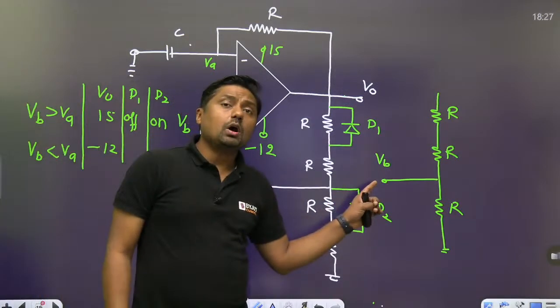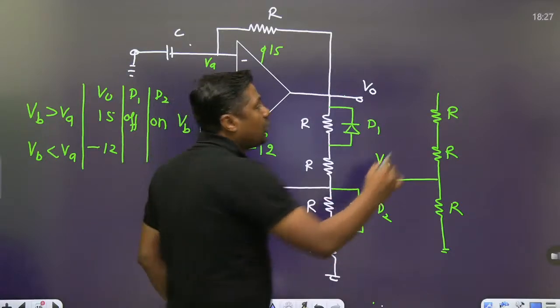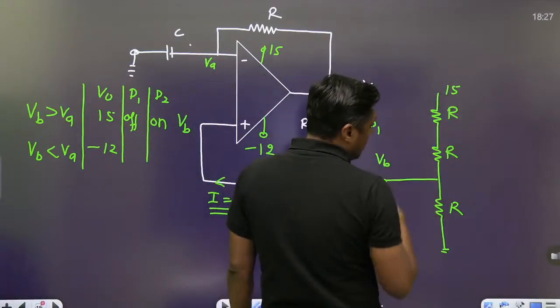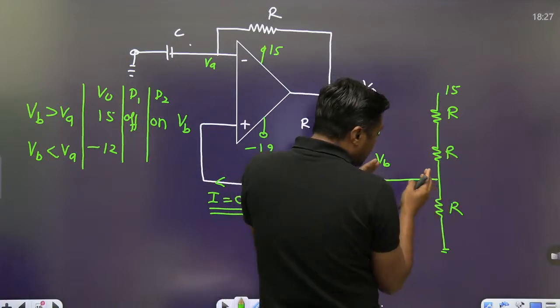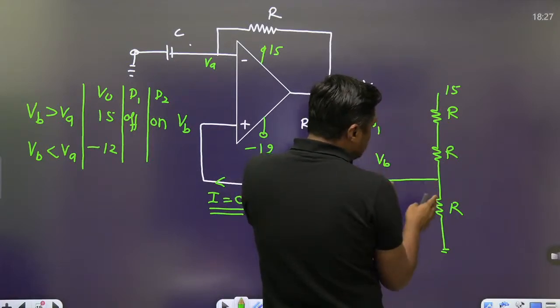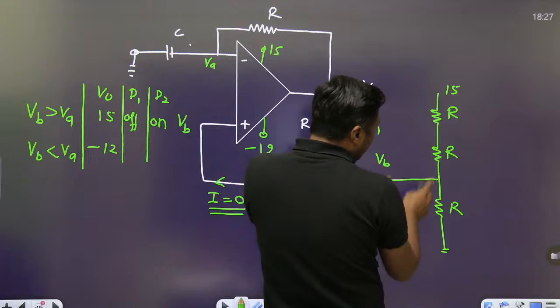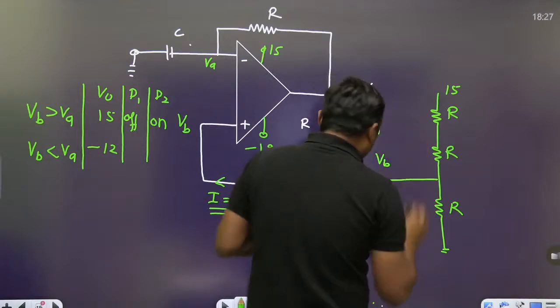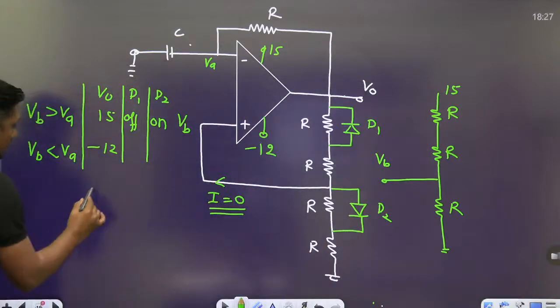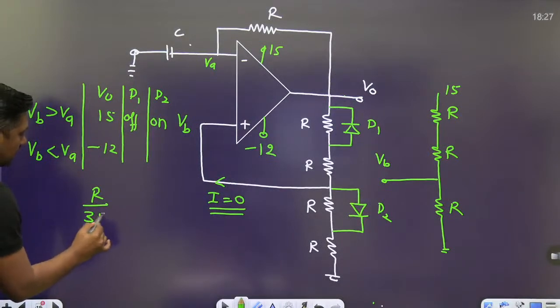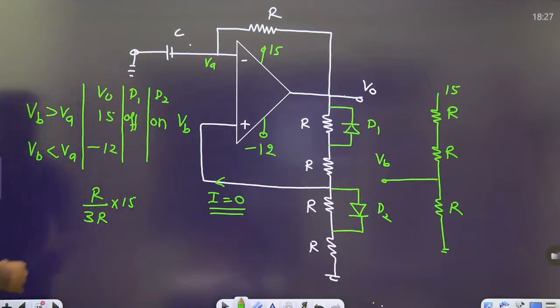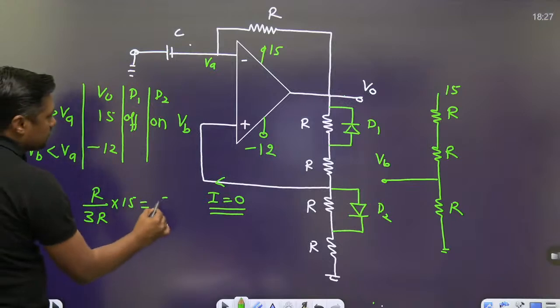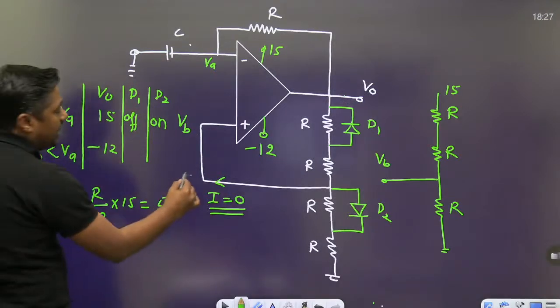Now, what will be the voltage at this point? According to the voltage division rule, if this is the 15, then that voltage will be R divided by 3R into 15. Then this will become 5 volt.